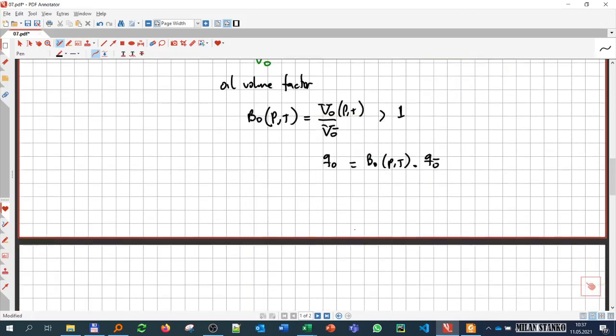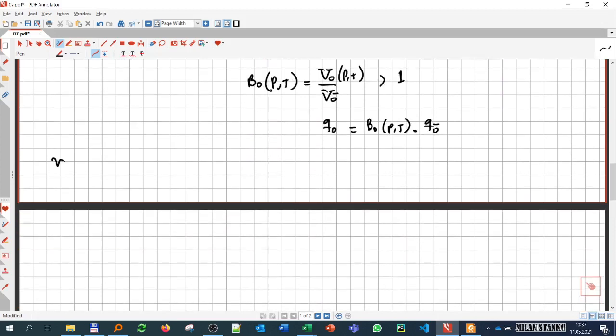So that's the expression I'm going to use now in my equation. I'm going to say that V is QO times BO divided by 2 pi r h, which is equal to K over the viscosity of oil times dP dr.